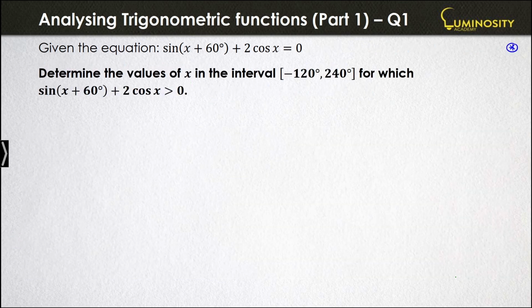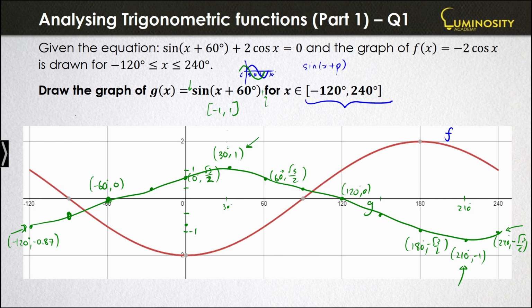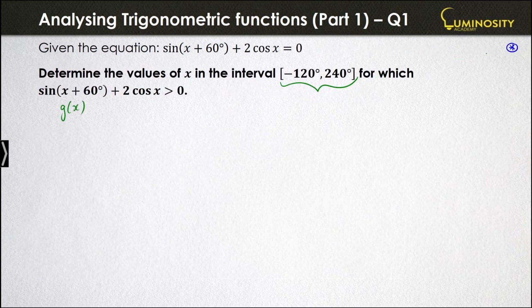And then lastly, determine the values of x in the interval that we were given when we sketched the graphs, for which sine of x plus 60 degrees plus 2 cos x is greater than 0. So let's think about this for a second. This was g of x, what we assigned to sine of x plus 60 degrees. f of x was negative 2 cos x. Pay very careful attention to that. Here it's positive 2 cos x.